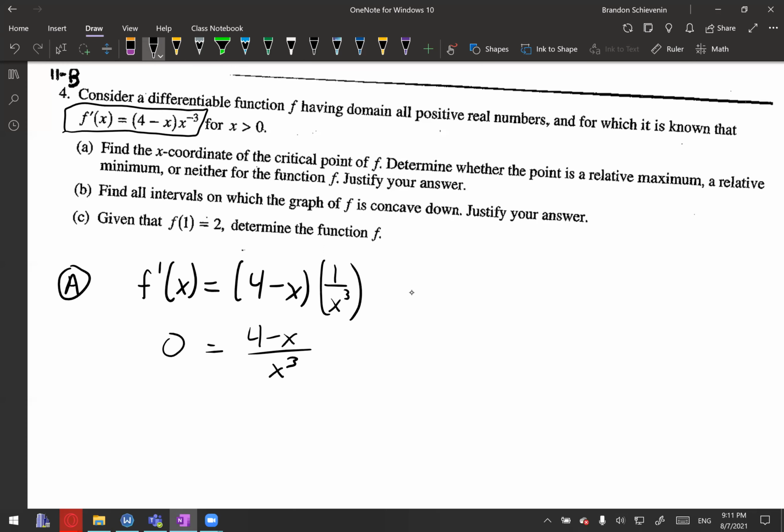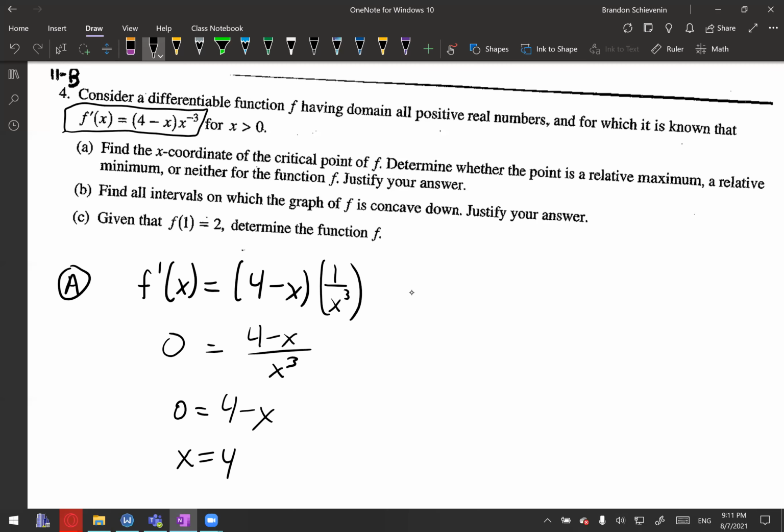Jade, I need to solve for when f prime would be 0. When x is 4. Perfect. So I'm going to multiply both sides by x cubed. That gives us 0 is equal to 4 minus x, or x is equal to 4. Okay, so that's our critical point.